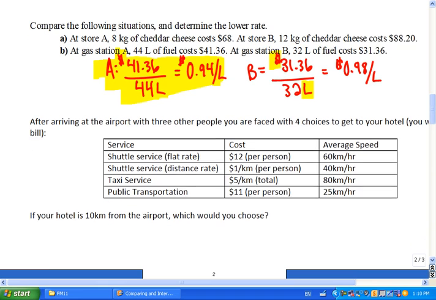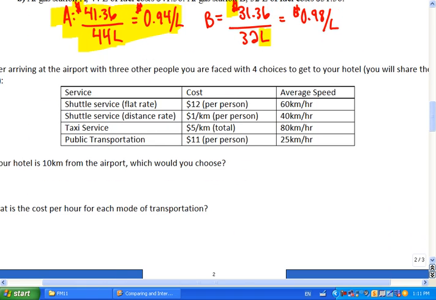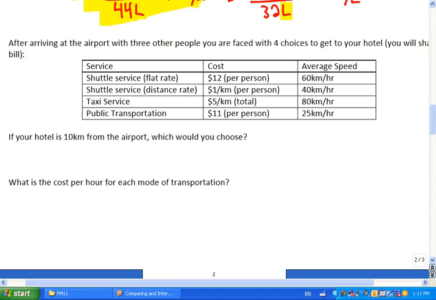You land at the airport and you're with 3 other people, so you can split transportation costs if it's better. But what you want to do is figure out how you're going to get to your hotel the cheapest. So here's 4 options for you. Some shuttles, they just charge you a flat rate per person. And some shuttles, it's like a taxi, but you pay a cheaper rate than a taxi. Taxis, you pay by the distance. And public transportation, of course, the slowest option, but sometimes that's the cheapest.